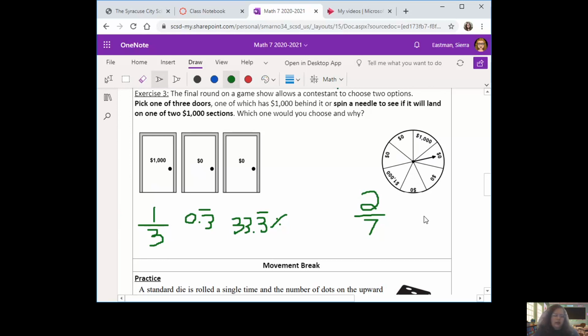So when I divide this, I'm going to find my new decimal. 2 divided by 7, that's 0.2857. We don't have to use the whole thing. We can round up to 0.29. And you can see 29% is less of a chance of winning than 33%. So you would want to choose the doors instead. You have more of a chance of winning than if you chose to use the spinner to win the game.